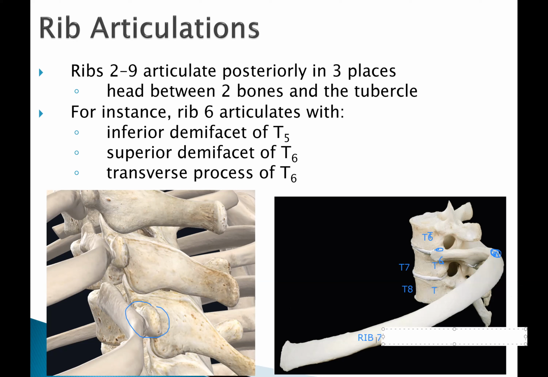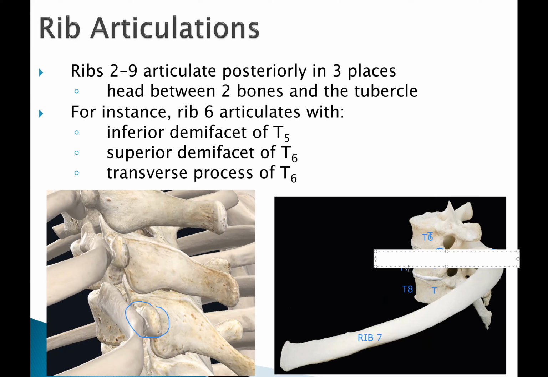What if this was rib 4? Then you would have T3, T4, T5. Yeah. Mhm. So this can be any rib, and this can be any set of thoracic bones. What if this middle one is T3?